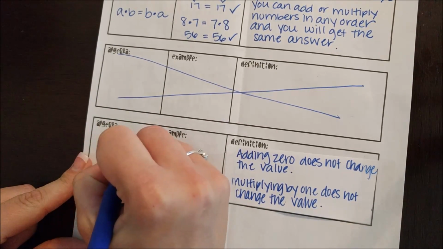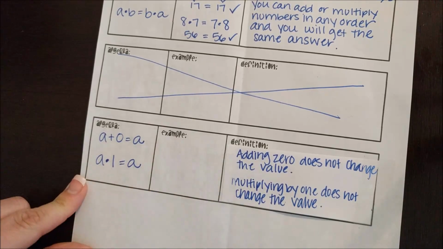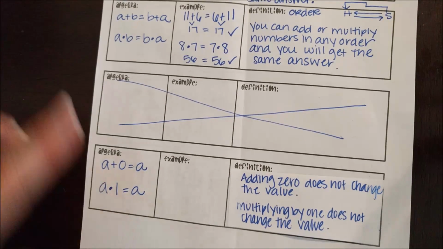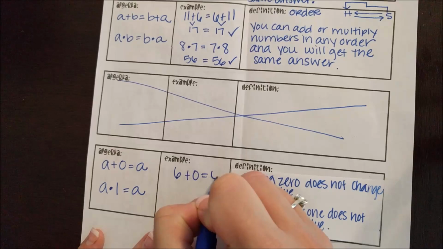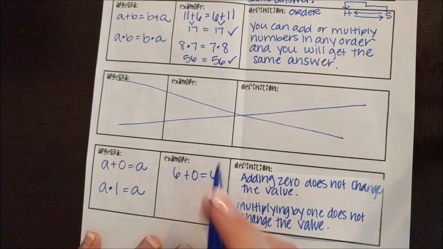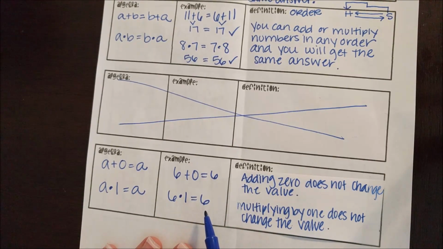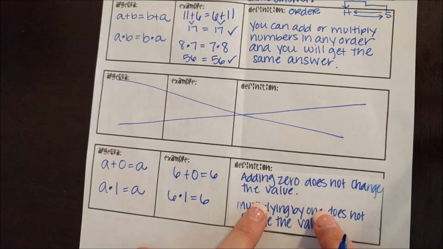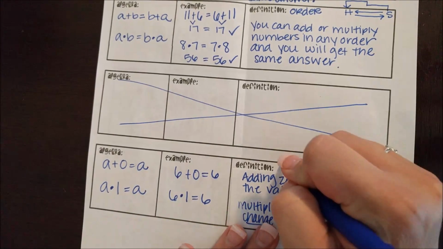So let's do an algebraic example. A plus 0 still equals A. Same thing. A times 1 still equals A. Okay? If you notice, all of these deal with addition and multiplication. All addition and multiplication, all our rules. Okay, so let's do an example with numbers. 6 plus 0 still equals 6. So I added 0, but I didn't change 6's identity. It is still 6. Okay? 6 times 1, still 6. I multiplied 6 by 1, but it's still 6. I did not change 6's identity. Okay? So your identity property doesn't change anything. Okay, that's the identity property.